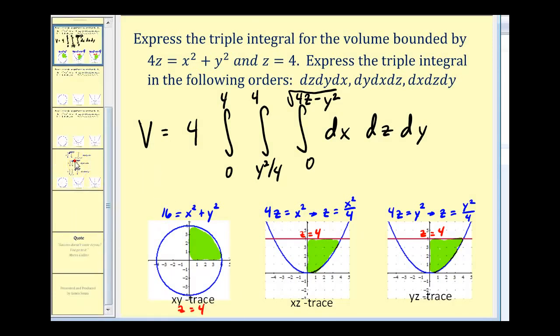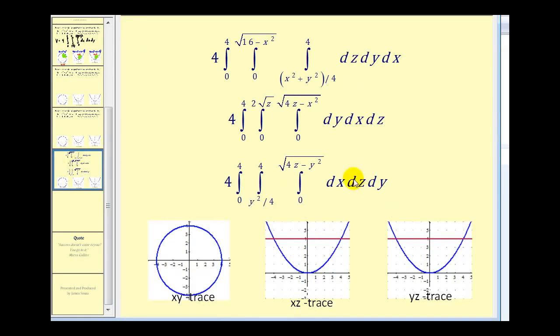And just so we can see them all together, here they are. You may want to try working some of these out to see if you get the same answer, but I believe this middle one becomes very challenging to integrate. And so often it is helpful to think about the order of integration when setting up a triple integral, because it will affect how difficult it is to integrate.